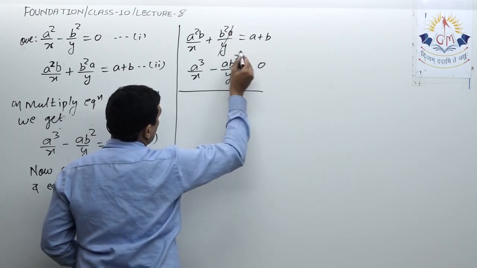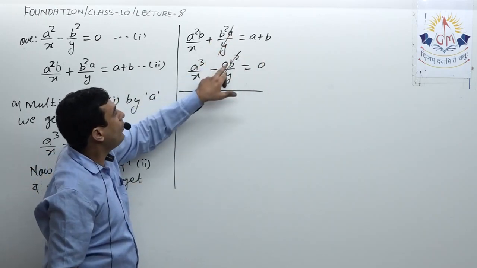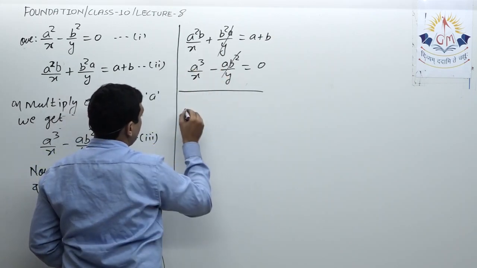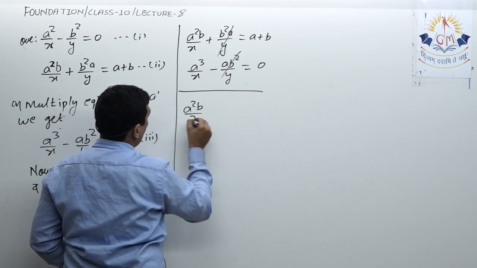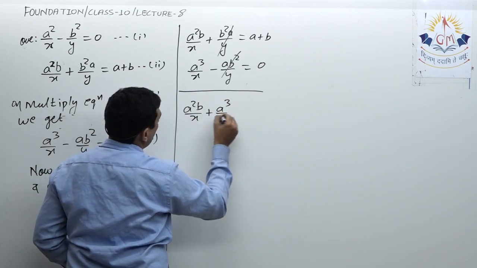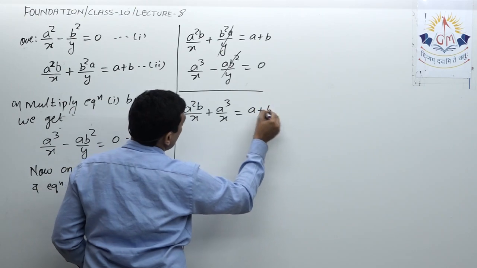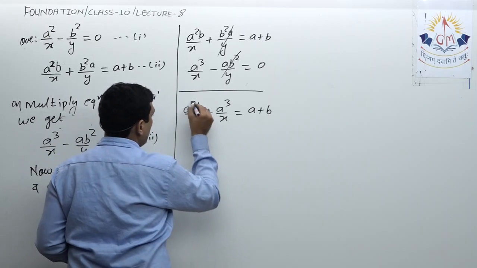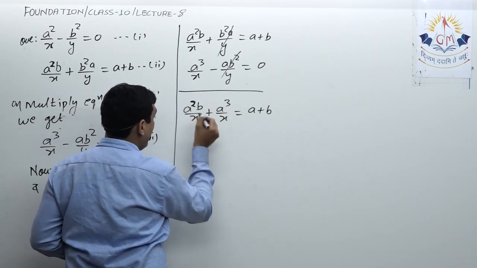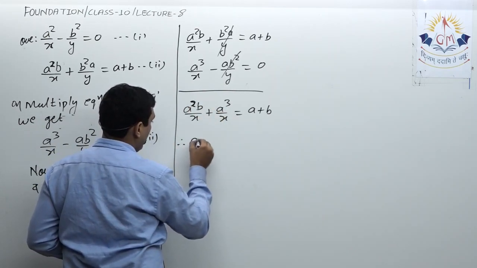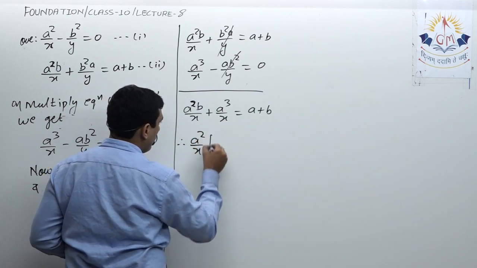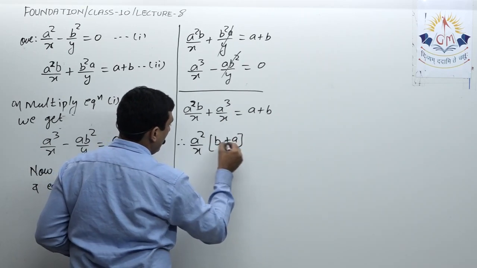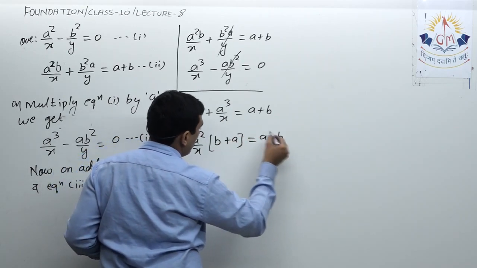So here you can see these are equal: b square a or ab square is the same thing upon y. Now over here a square b upon x plus a cube upon x is equal to a plus b, since a plus b plus 0 is a plus b only. Now from here, if you observe carefully, you can take a square upon x common. If I take a square upon x common, what I will be left with is b here, and here it is only a, that is equal to a plus b.